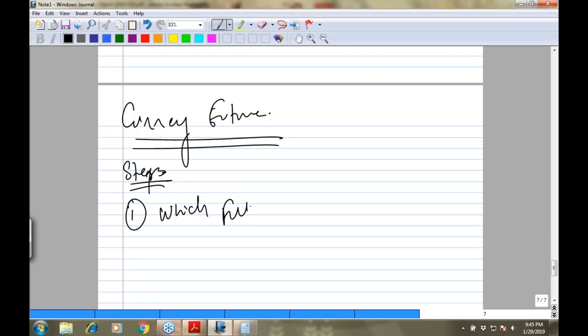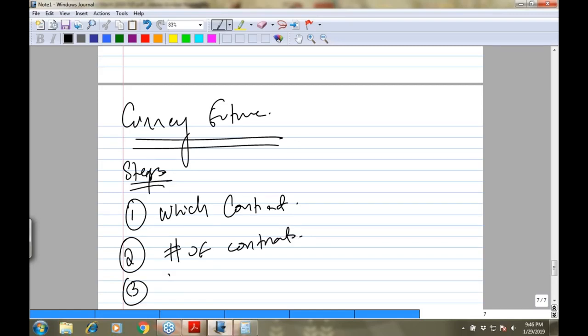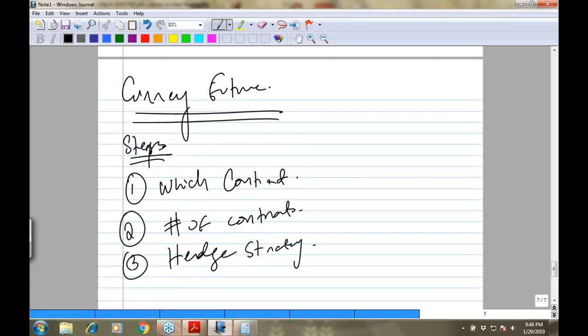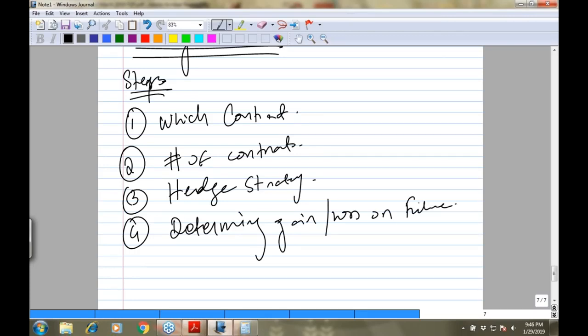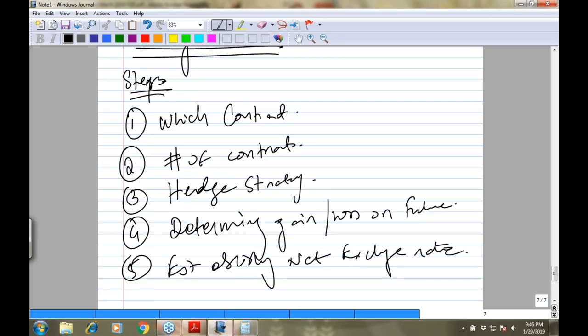You need to decide which contract. Number 2 is the number of contracts. The third thing is the hedge strategy. The fourth thing is determining the gain or loss on futures. Number 5 is establishing the net exchange rate. So these are a few steps.